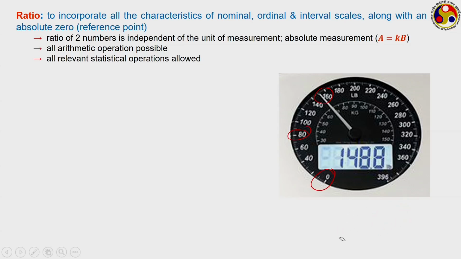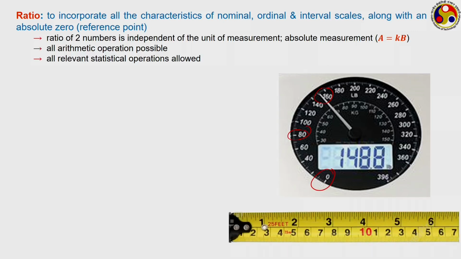But in this scale, if A refers to the mass in kg and B refers to the mass in pounds, we can clearly say that A is equal to K into B. This kind of ratio is permitted in ratio based measurement. So here we can do any kind of arithmetic operation, and all kinds of statistical operations can also be performed on this.